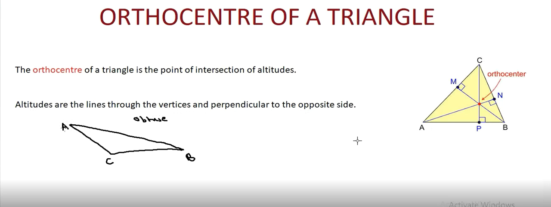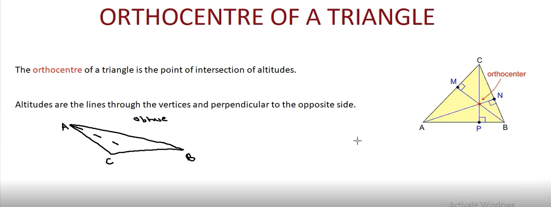So I am considering the vertex A here, and the opposite side of the vertex is BC. So I have to draw a perpendicular line from A to BC. We cannot draw the line like this. It is not perpendicular. Here the angle is not 90 degree. So we cannot draw a perpendicular line from A to its opposite side like this.